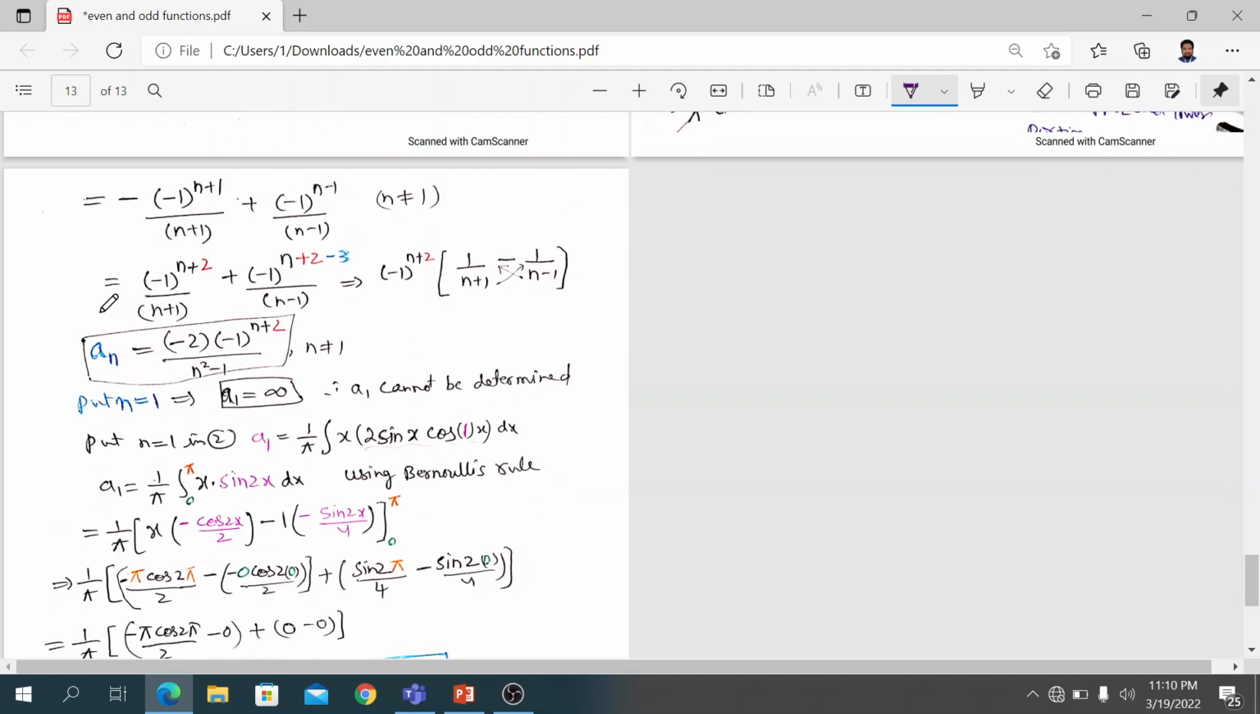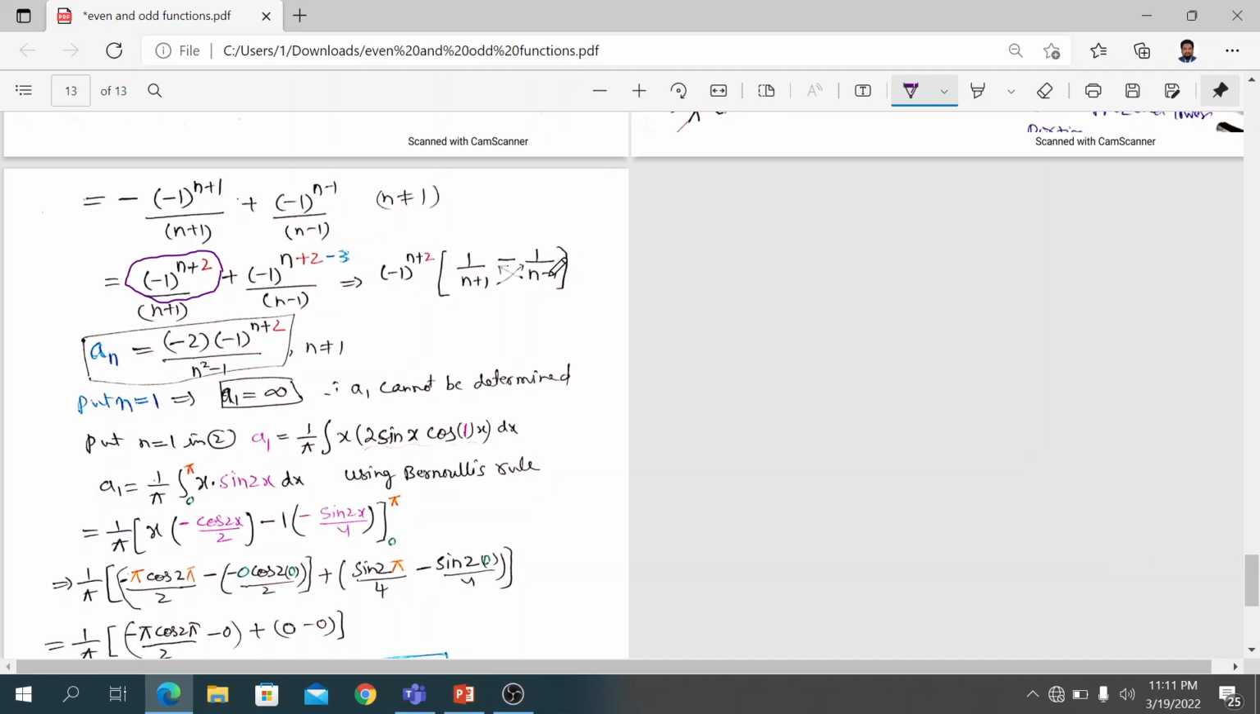Okay. So this minus 1 again, minus 1 power of n plus 1, plus 1 (n plus 2) by (n plus 1), plus minus. See, this minus 1 I can write as 2 minus 3. Minus 1 means 2 minus 3. So minus 1 power of n plus 2 minus 3 by n minus 1. Here, see what is the common thing: minus 1 power of n plus 2, and here the same. If we take n plus 2 common, this is 1 by n plus 1, and here it becomes minus 1 by n minus 1.